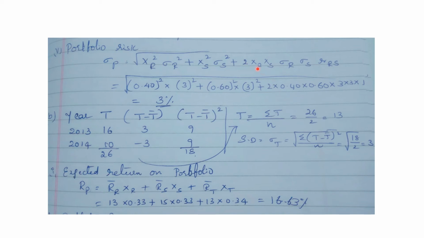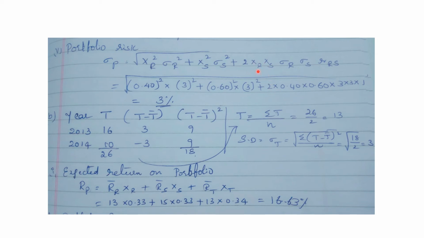2 into X, weights of both the stocks. If you are not familiar with these X alphabets, you can take W also, weights. It is relevant, W_R or W_S. If you are getting confused, then you can use W also.